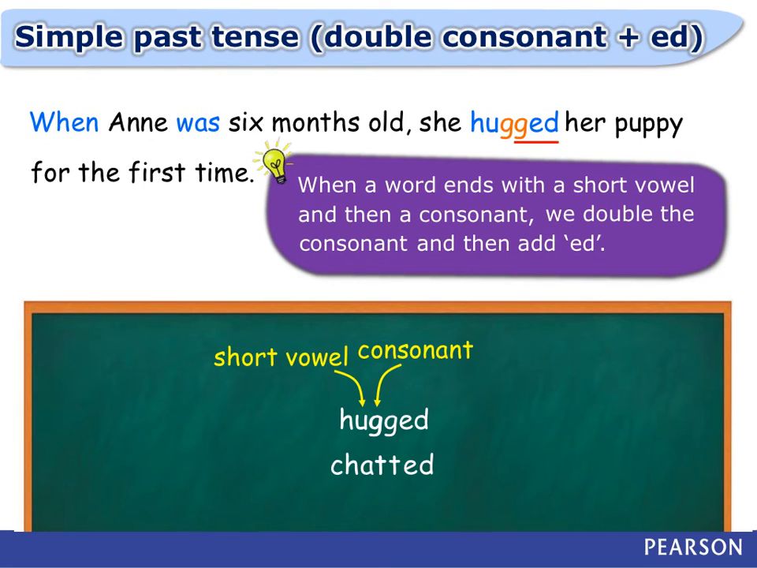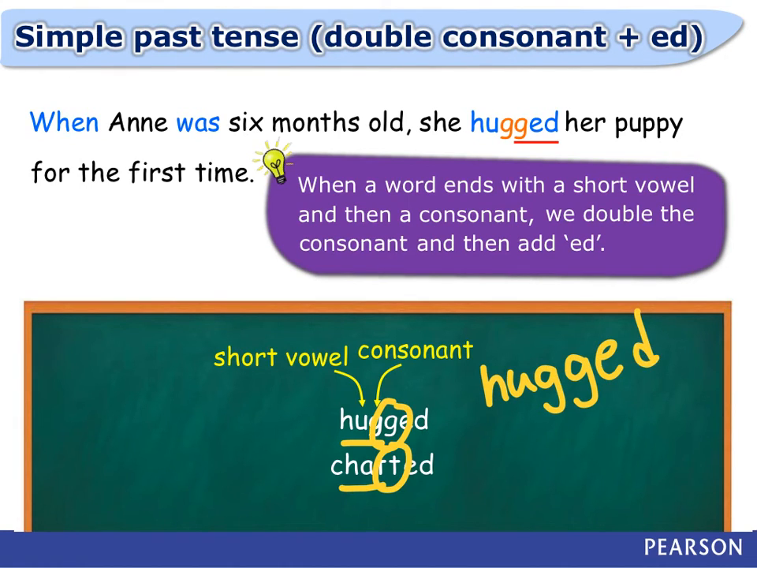And for some verbs, if they are very short and have a short vowel sound, then you double the last letter before you add ed. Just like hug is a short vowel sound, and you double the g before you add ed. Chat is a short vowel sound, you double the t before you add ed.